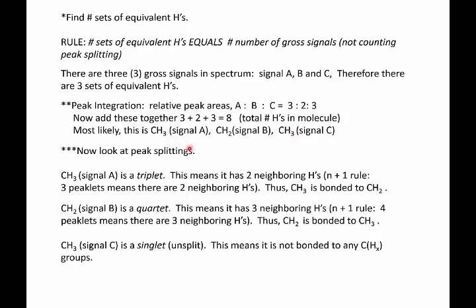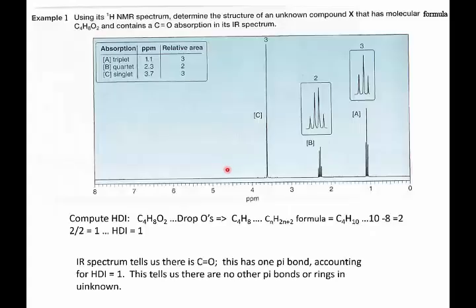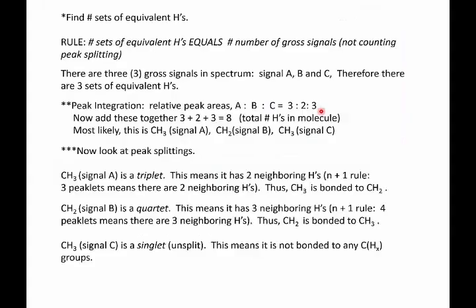Now let's look at the splittings of our signals. Signal A is a triplet, signal B is a quartet, and signal C is a singlet. Signal C means that that methyl is by itself. It doesn't have any neighboring hydrogens. On the other hand, signal A is a triplet.